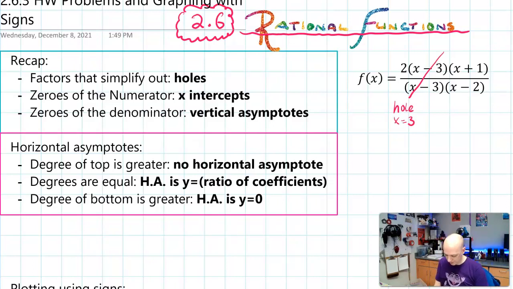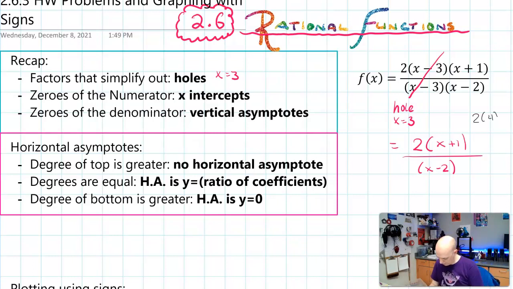To find the y-coordinate of the hole, you take the simplified version, which is 2x plus 1 over x minus 2, and you input 3 into that equation. So this would be 2 times 4 over 3 minus 2 is 1. So then the hole would be at x is equal to 3, y is equal to 8. Those are the coordinates of the hole.